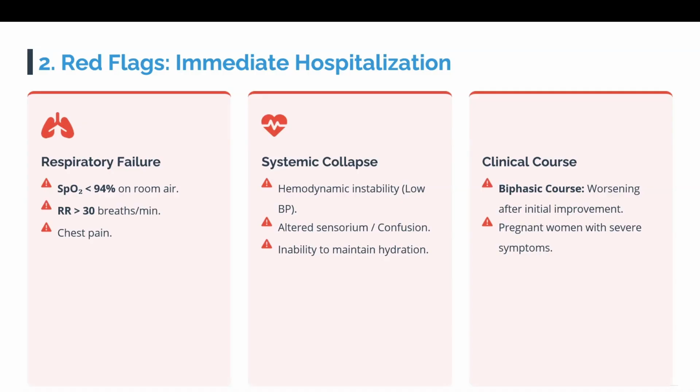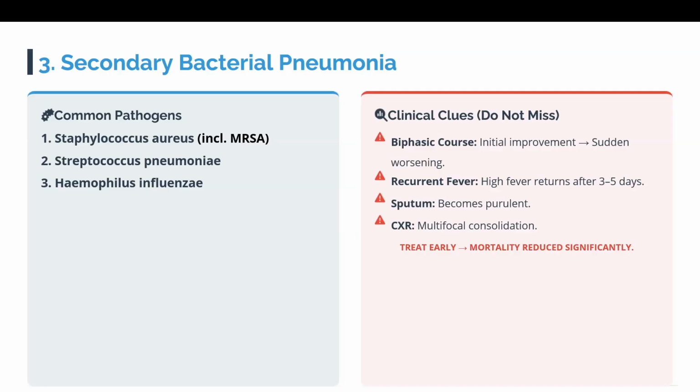Pregnant women with severe symptoms should also be admitted. For secondary bacterial pneumonia, the common pathogens are Staphylococcus aureus, including MRSA. So when an influenza patient gets readmitted with a similar lung infection, always suspect Staphylococcus aureus and also MRSA, and also suspect Streptococcus pneumoniae and Haemophilus influenzae. One of the risk factors for MRSA is prior Staphylococcus aureus infection.